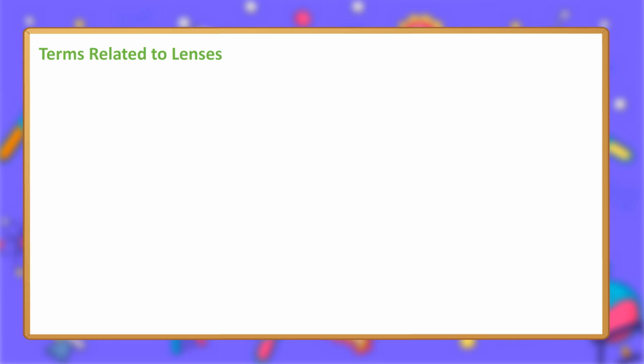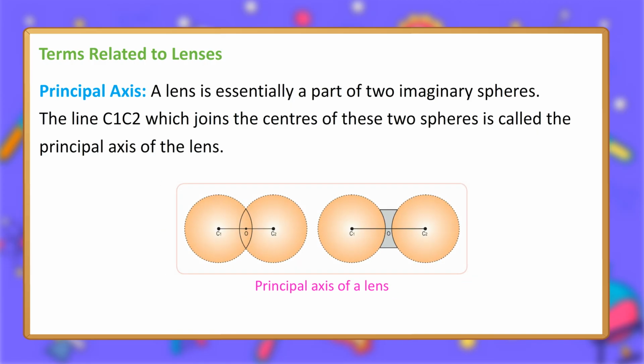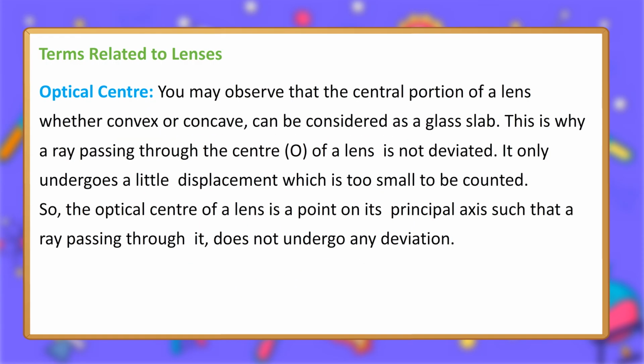Terms related to lenses. Principal axis. A lens is essentially a part of two imaginary spheres. The line C1 C2, which joins the centers of these two spheres, is called the principal axis of the lens. Principal axis of a lens.